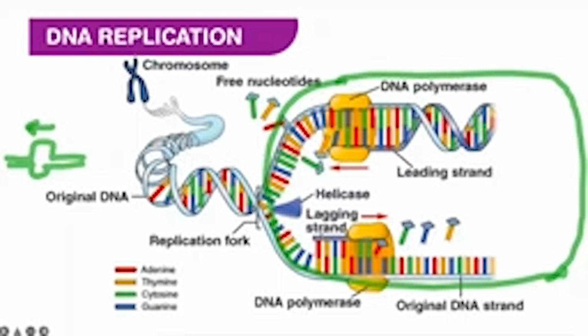So why do we use the word 5 dash, 5 prime and 3 prime, 3 prime? Like, why do we use the dash? Why not just 5 and 3? That was the way it was.